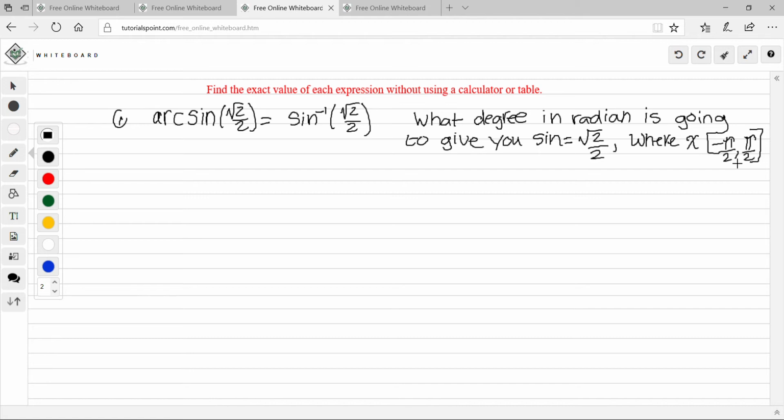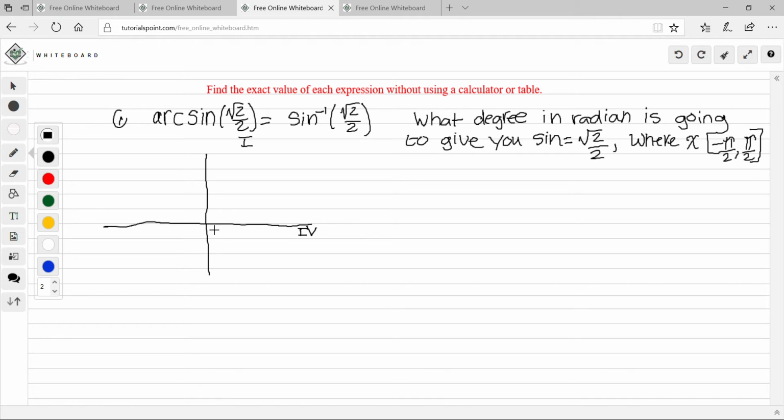So in order to do this, let me draw it first. Our boundaries are from negative pi over 2 to pi over 2. So we can use quadrant 1, and negative pi over 2 is over here, so we can also use quadrant 4. So what angle in radians is going to give you sine of root 2 over 2?